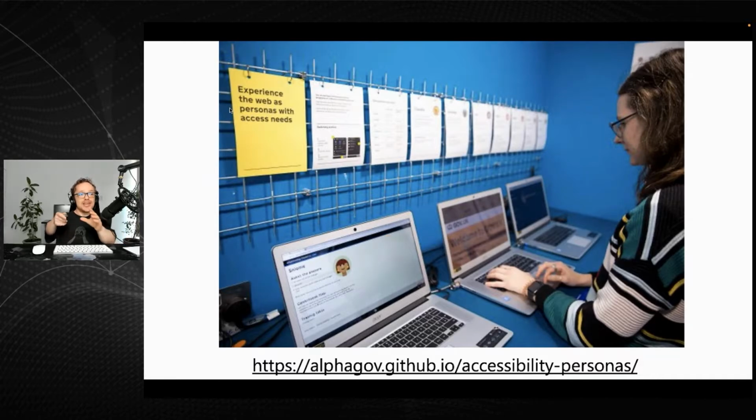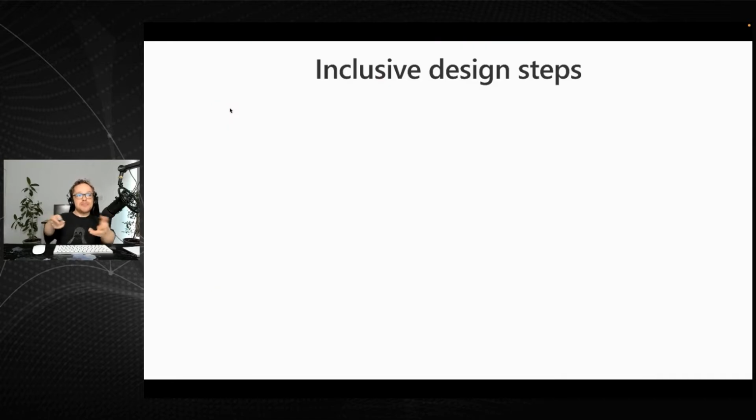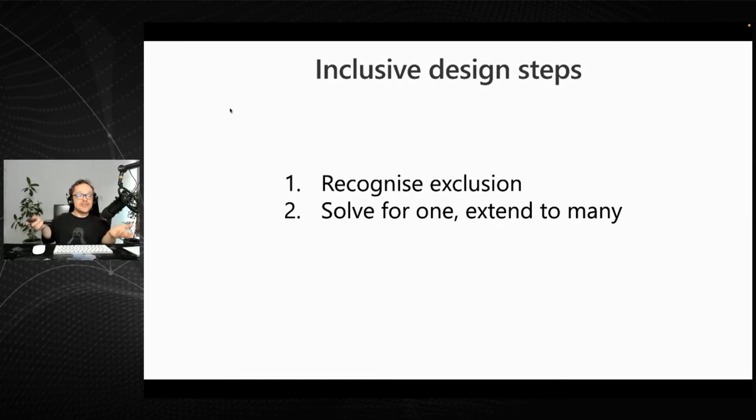This is very important because then you can pop that empathy bubble and become those individuals that use your system. And at the same time, you can now start designing a system. You recognize exclusion. We don't cater for Ashley because we don't actually have navigable systems that don't use a mouse. They just use maybe a keyboard. Then solve for one, extend to many.